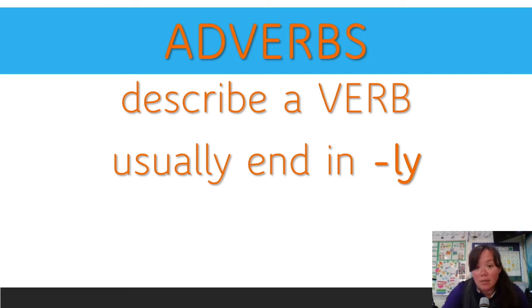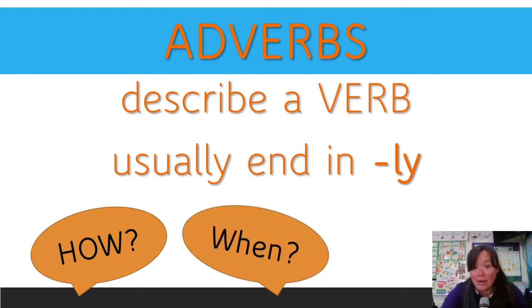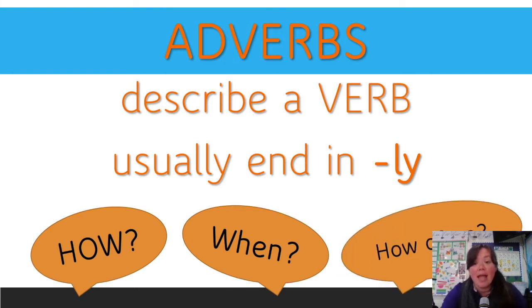We also know that they answer 3 questions so far. How did this verb happen? Also, when did it happen? Did it happen today? Did it happen yesterday? And then how often, oops, my video is kind of in the way. How often does it happen? Does it happen often, frequently, or rarely?